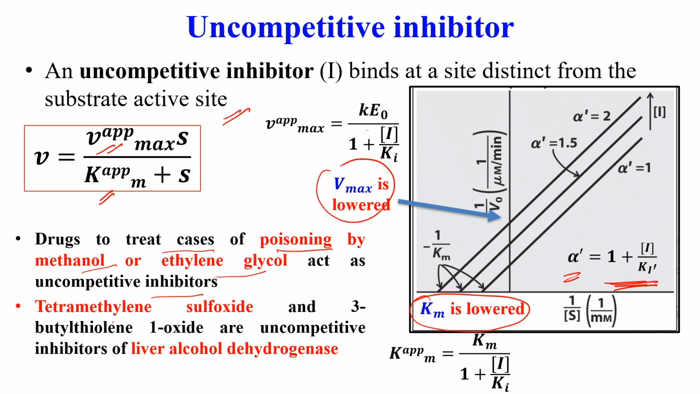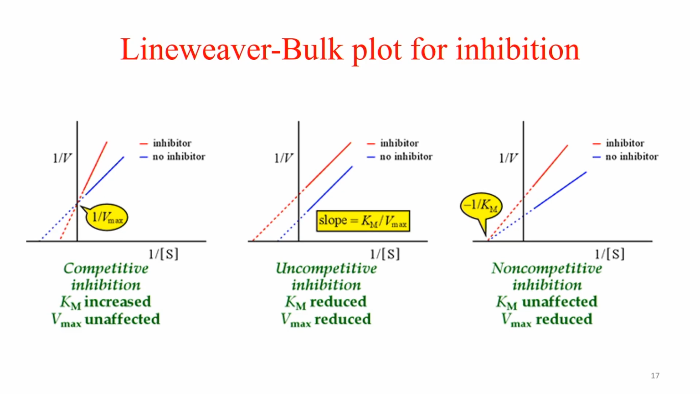One more example is tetramethylene sulfoxide and 3-butyl thiolene oxide are uncompetitive inhibitors of liver alcohol dehydrogenase. So, for the liver alcohol dehydrogenase, tetramethylene sulfoxide and butyl thiolene oxide are uncompetitive inhibitors. Now, if you summarize here, what we are seeing is, if you plot the Lineweaver-Burk plot for all three cases, competitive, uncompetitive and non-competitive inhibition.